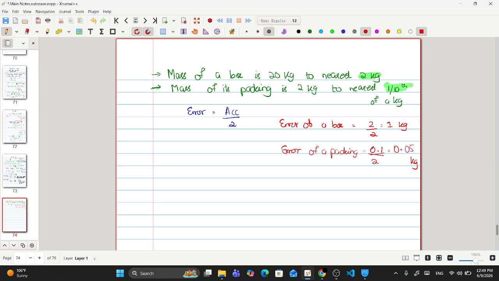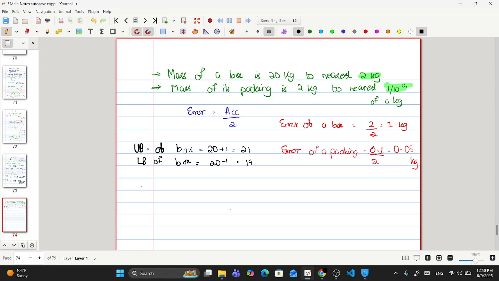I understand. So this is the first part, but we're not even done with half of the question. If I told you to find the upper bound and the lower bound of the box without the packing layers, that becomes 20 plus 1 and 20 minus 1. Am I right or wrong? You're right. So this becomes 21 kilogram and that becomes 19 kilogram, right?